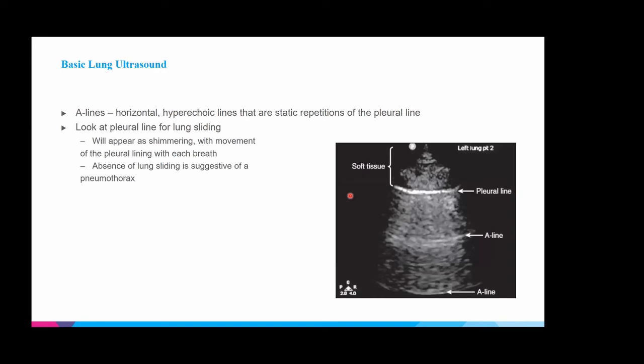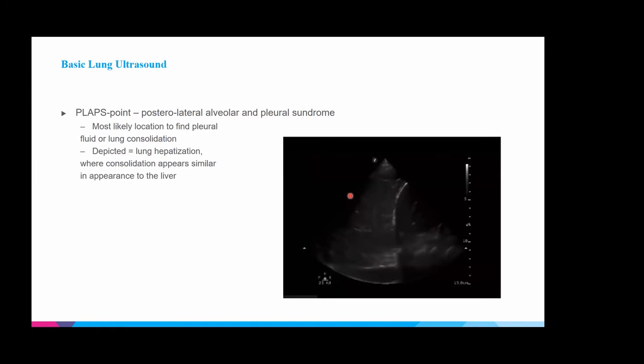Oh, whoops, sorry, I'm going backwards. So the last one, I think we'll go over more lung ultrasound during your sim sessions as you rotate through there in the next couple of weeks. But this is the last view of the lung.